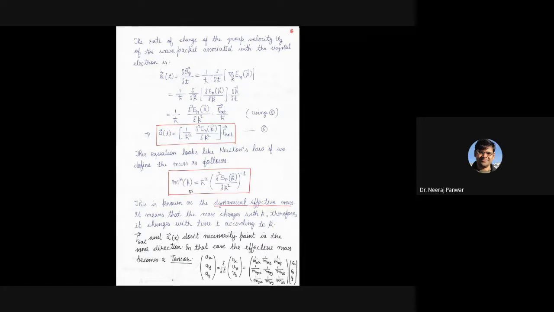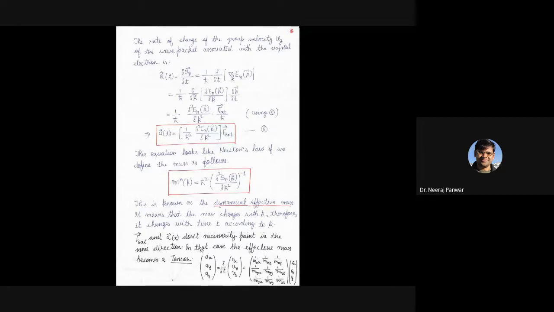In normal situations, the applied force and acceleration are in the same direction, but in reality, it is not always the case. The acceleration and the applied force, the external electromagnetic force, may not be in the same direction, and if they are not pointing in the same direction, it means the acceleration is not in the direction of the applied field.